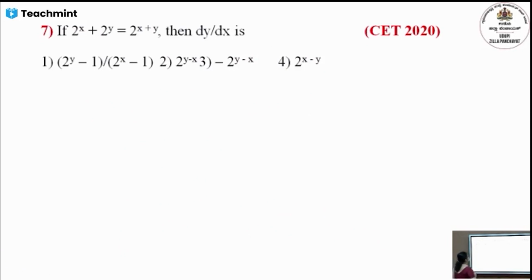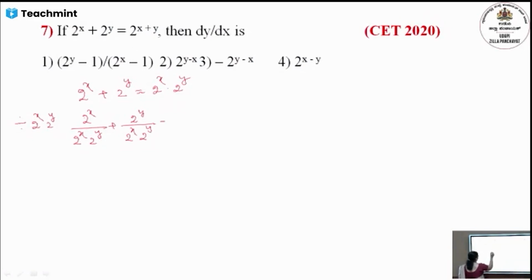I have 2 power x plus 2 power y equal to 2 power x into 2 power y. 2 power x plus y is what? 2 power x into 2 power y. So what I will do, I will divide by 2 power x into 2 power y. Here it is 2 power x, 2 power x, 2 power y. Here it cancels and 1 is left. Here it cancels and gives 2 power minus y, y cancels and 2 power minus x equal to 1.